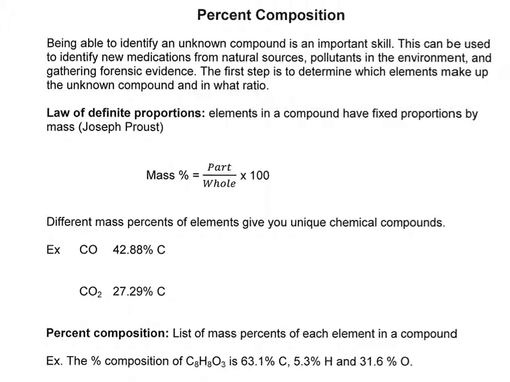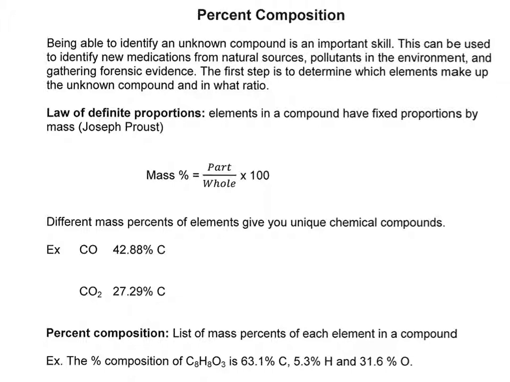The mass percent of an element in a compound is calculated using this equation. You take the mass of the part that you're interested in, usually in this case it's elements, and divide it by the mass of the whole compound and times it by 100.